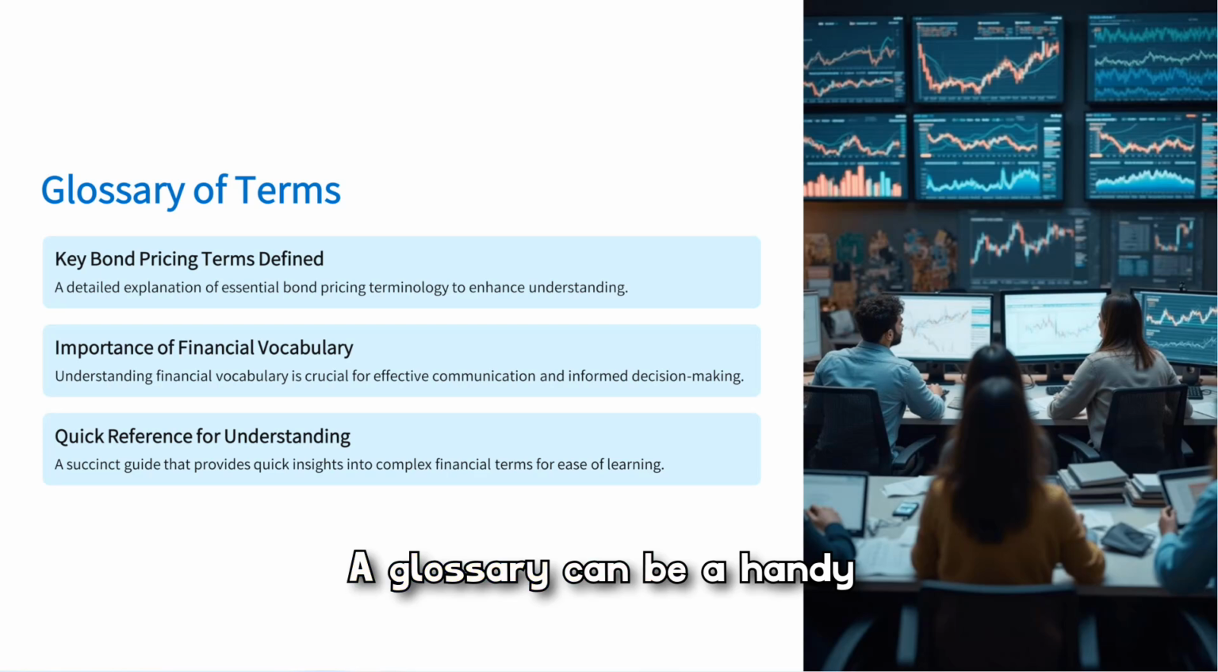A glossary can be a handy reference as you build fluency in bond terminology. Defining terms like coupon, yield to maturity, duration, convexity, and spread makes it easier to follow analysis and communicate ideas. Use this quick reference to reinforce learning and make complex concepts more accessible when you encounter them in practice.